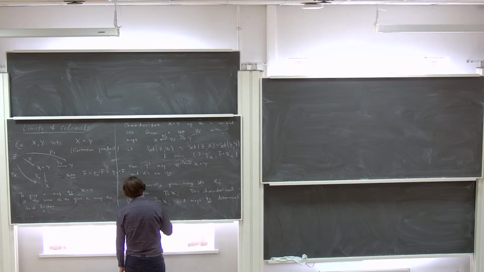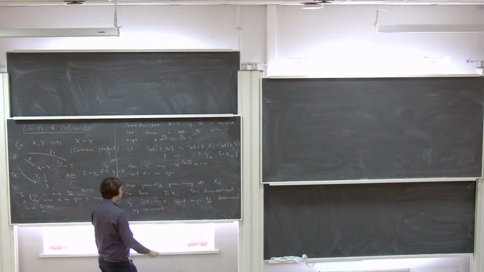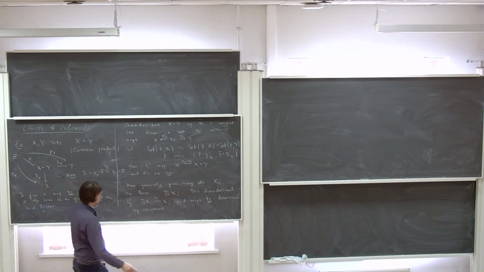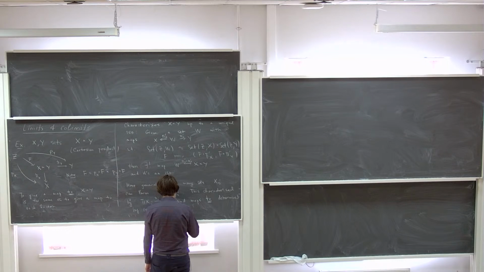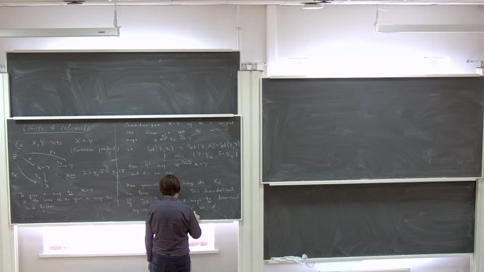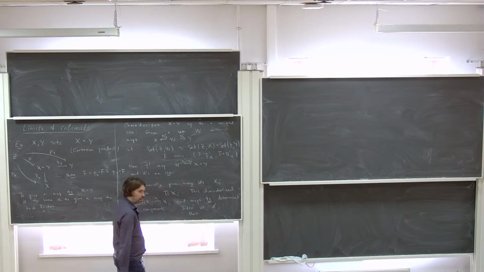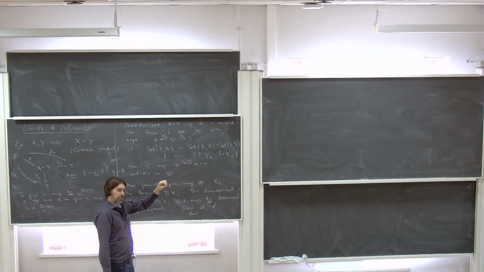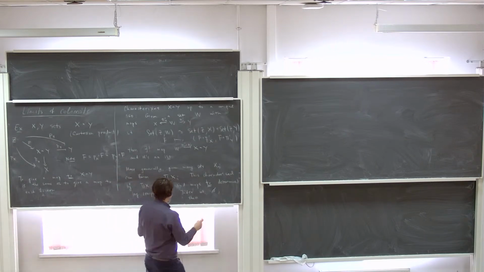You could also take an empty product, a product over an empty collection. So if the index set is empty, then the product is not empty because you need to be able to map to it according to this property. The product is a one-point set. So it's the empty tuple. It's the set consisting of the empty tuple.